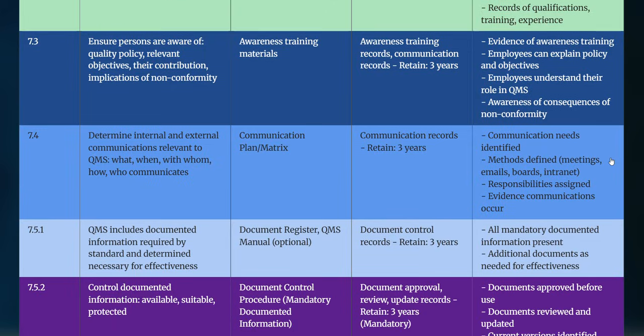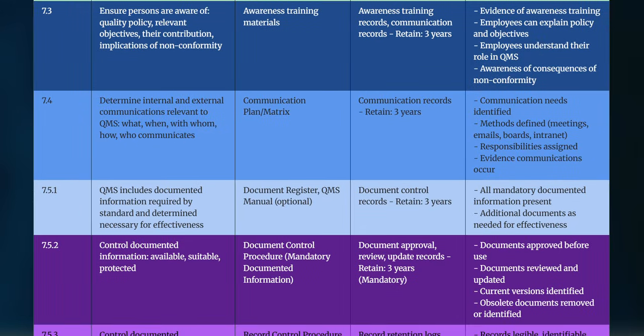And then we have clause 7.3, the requirement. It requires you to ensure persons are aware of the quality policy, relevant objectives, their contributions, and the implication of nonconformity. The documents required here: you need to have awareness training materials. And the records: you need awareness training records and communication records. And you need to retain them for 3 years.